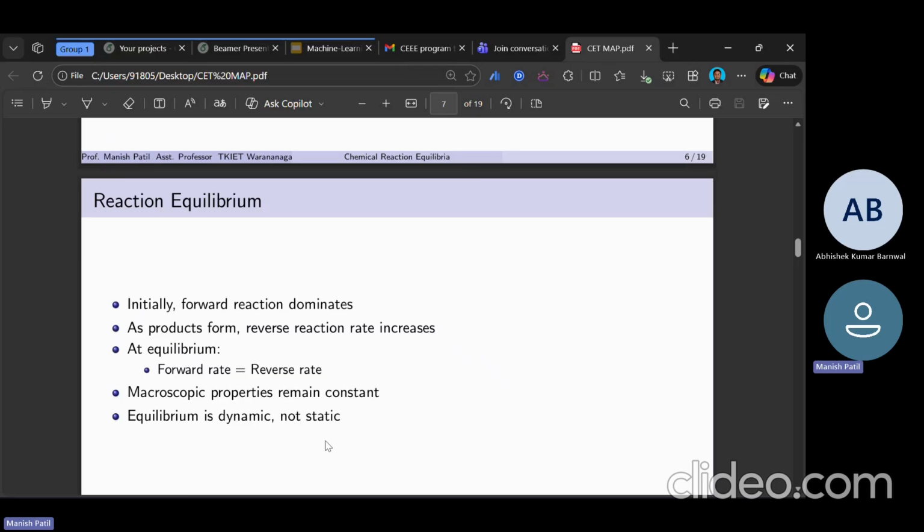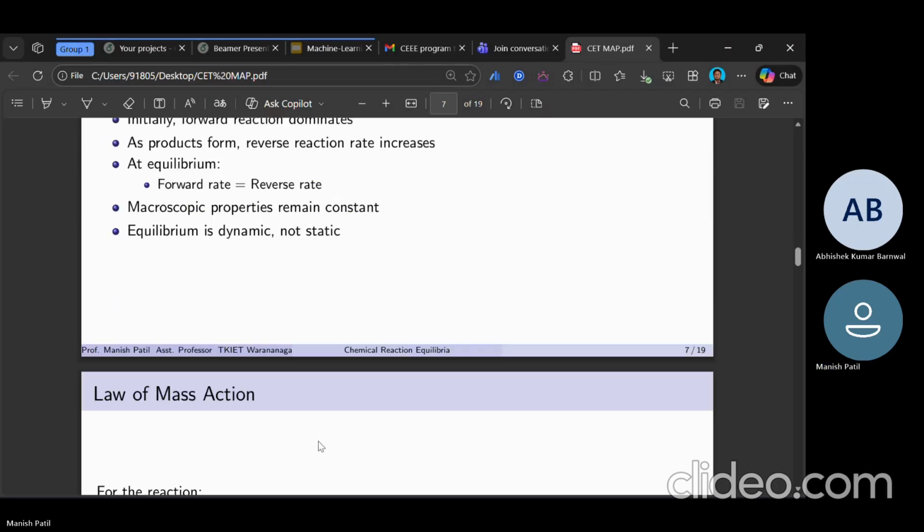We can relate this with an analogy: the number of people entering the classroom and the number of people leaving the classroom are equal, at the same rate. So we can say this is a reaction equilibrium.